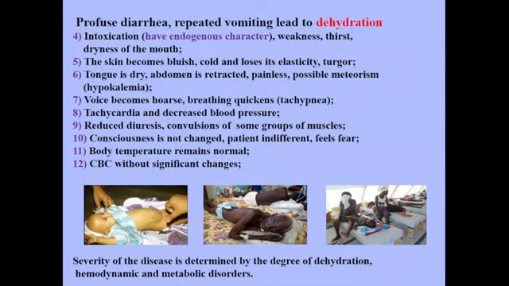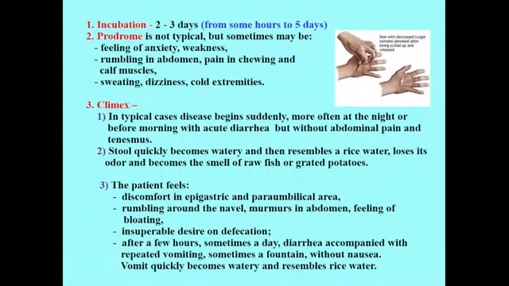Profuse diarrhea and repeated vomiting lead to dehydration. Intoxication has endogenous characteristics, not due to some antitoxin like in salmonellosis or typhoid fever, but due to an endogenous process. Weakness, thirst, dryness in the mouth. The skin becomes bluish, cold, and loses its elasticity, turgor. Here is how skin with decreased turgor remains elevated after being pulled up and released. This is in dehydration.